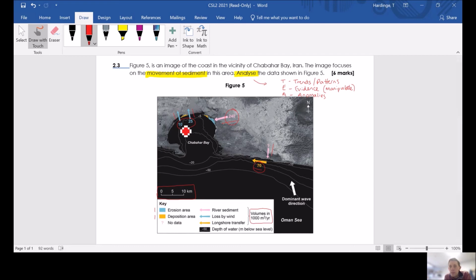Make sure obviously that as part of your description and your analysis, you're manipulating that data, as I said before, maybe adding some of these numbers together, working out differences, showing how much more one thing is than another, how many percentage points higher or how many times bigger or smaller is something. That's all good ways of manipulating that data. So have a go at that. And like I say, don't worry about trying to explain those patterns. Just focus on what the data shows you in terms of the movement of sediment in that area.